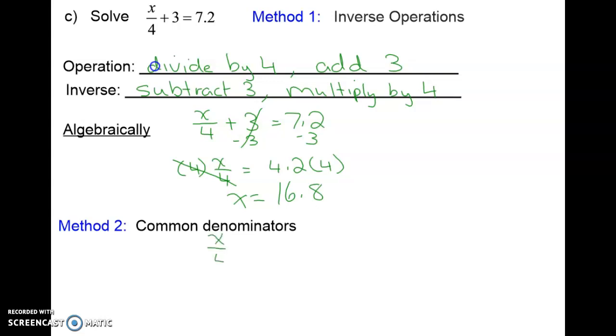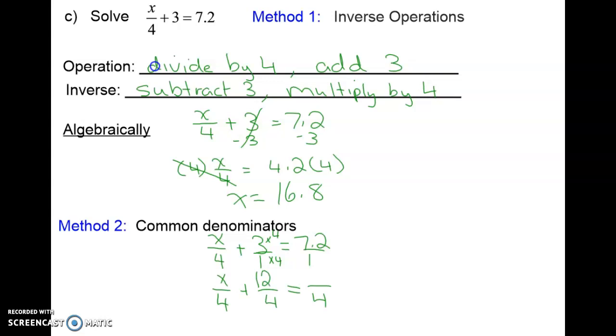Another way to do this question is by finding common denominators. So we can see that our common denominator is going to have to be 4, since both these numbers have a denominator of 1. One goes into 4 4 times, so if we multiply the denominator by 4, we have to multiply the numerator by 4. 3 times 4 is 12.